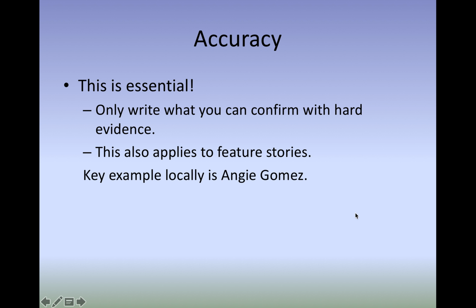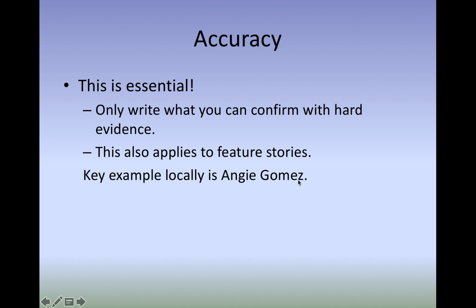And accuracy. We're going to go over this on Tuesday again, but only write what you can confirm as hard evidence. Okay, if you hear about a story, there are some facts and there are rumors, and you can't clarify or verify the rumors, then don't put them in there. Maybe use it as a string, as a way to get more information, but if you have a deadline and all you have is rumor, then don't put it in there. Okay. This applies to future stories. I'm going to give you an example of how accuracy is so important.